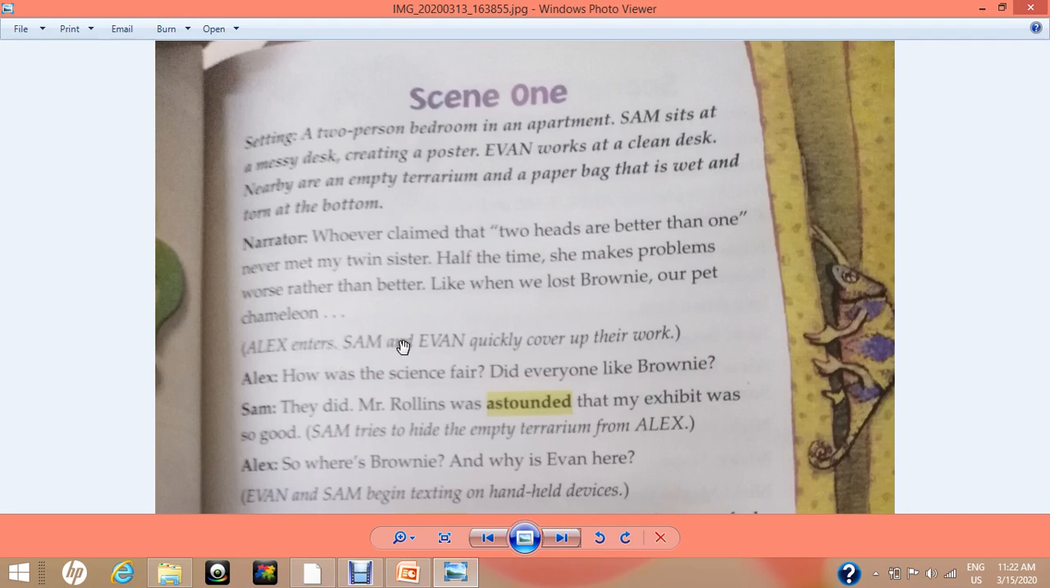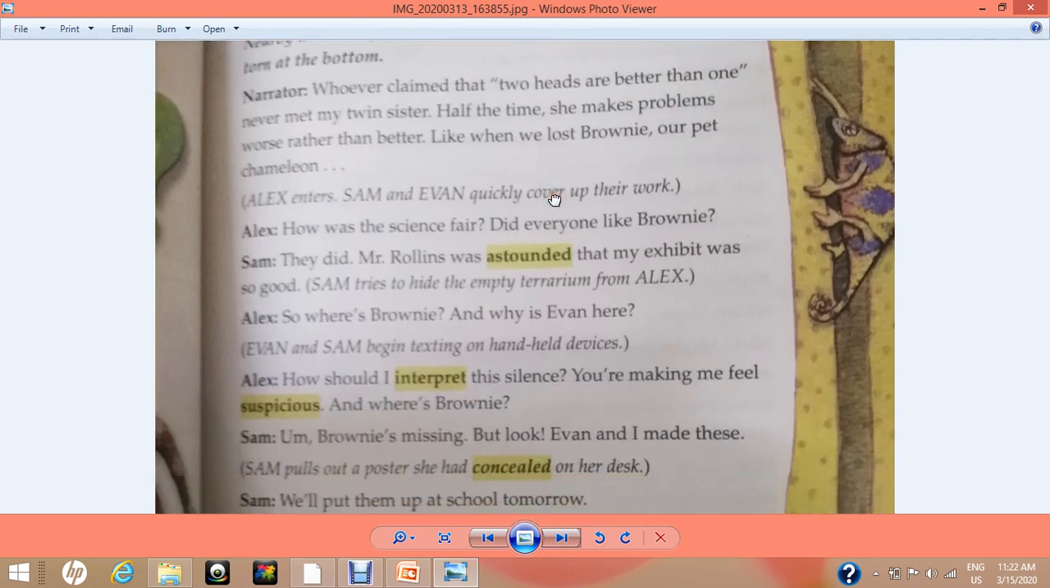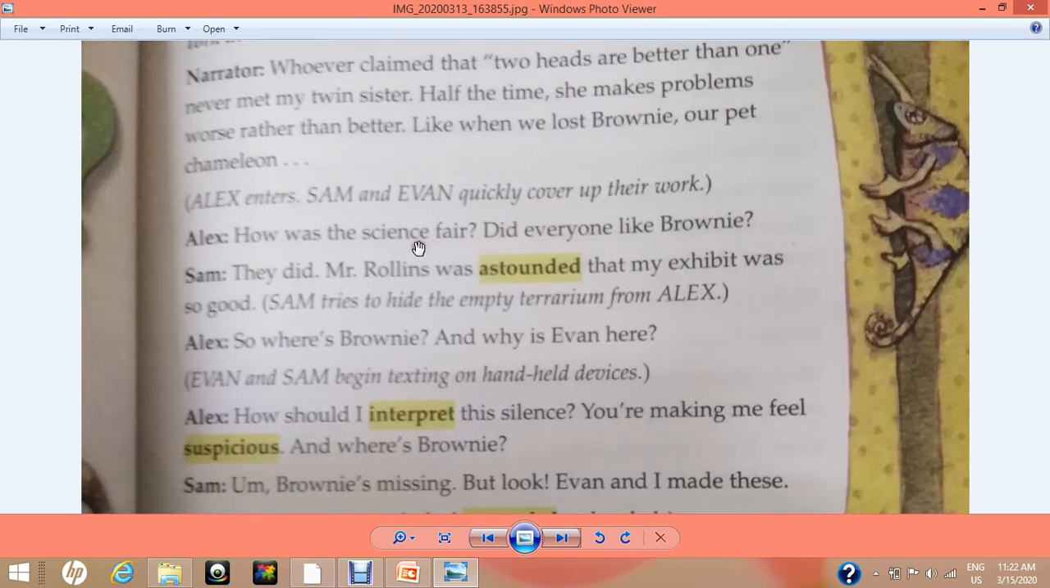Alex enters. Sam and Evan quickly cover up their work. Alex, how was the science fair? Means, how was the science exhibition? Did everyone like Brownie? Now Sam gives an answer. Sam, they did. Mr. Rollins was astounded that my exhibit was so good. Sam tries to hide the empty terrarium from Alex. Alex, where is Brownie? And why is Evan here? Evan and Sam begin texting on handheld devices.